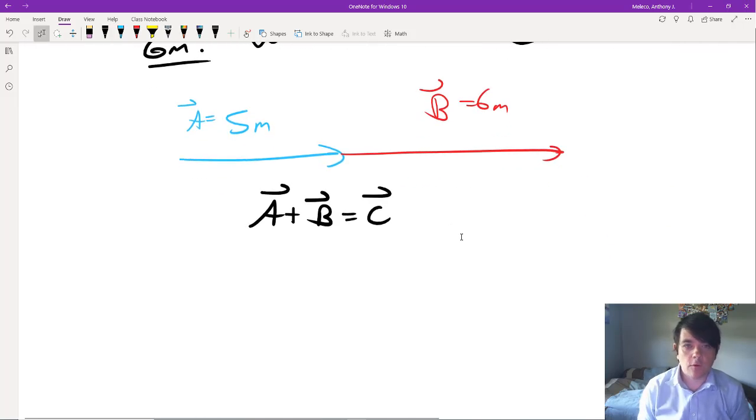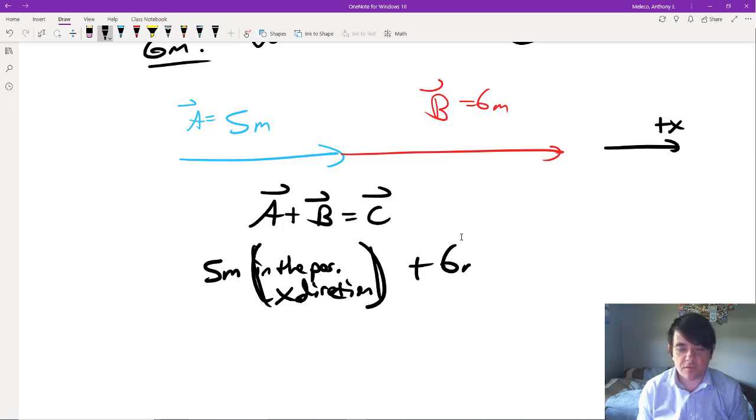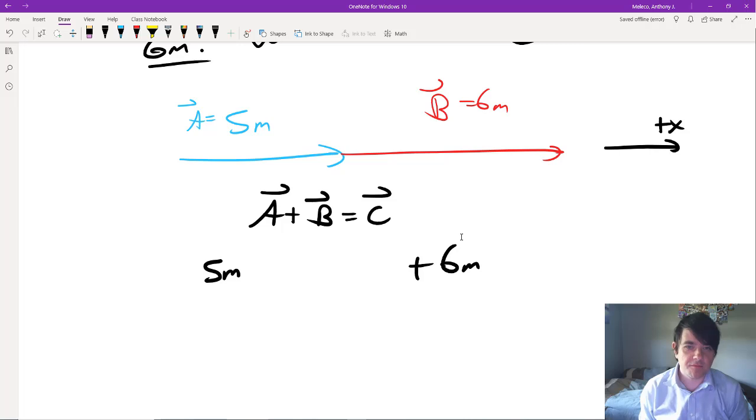And so we would do 5 meters. They're both pointing in the same direction. So if we define this as the positive x direction, so we define a coordinate system, we would say 5 meters, pos x direction, there we go, plus 6 meters. I'll just do it this way, kind of inventing my own notation.